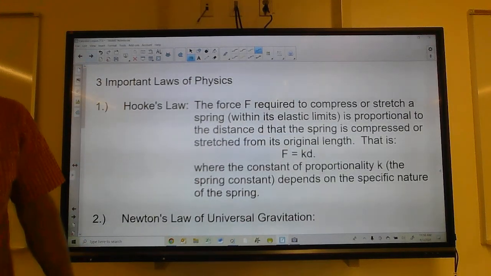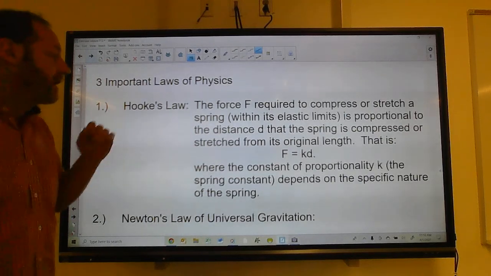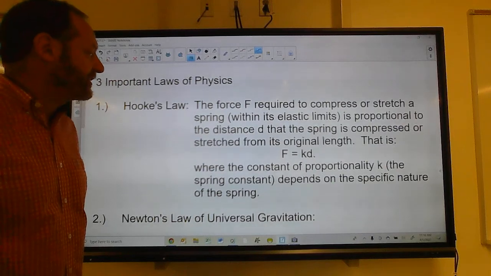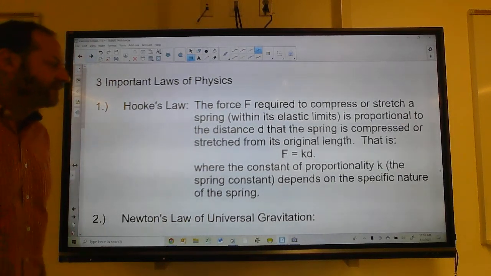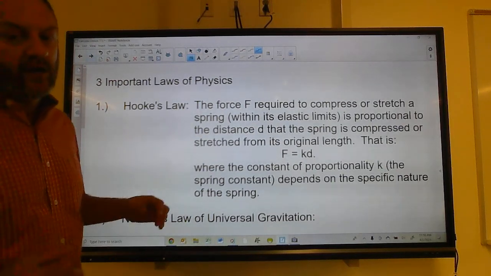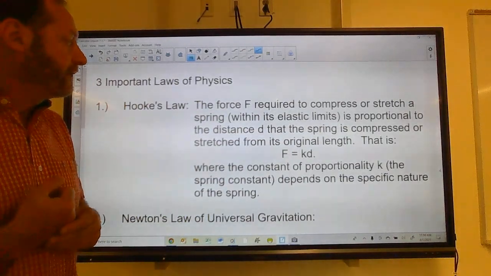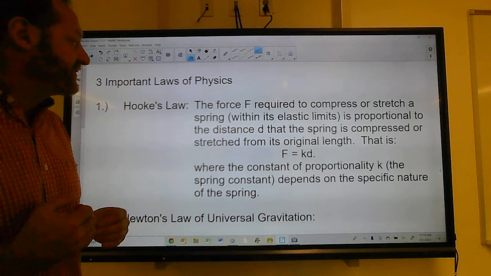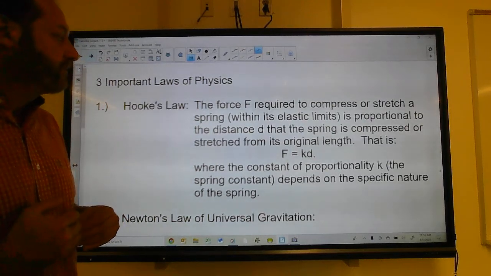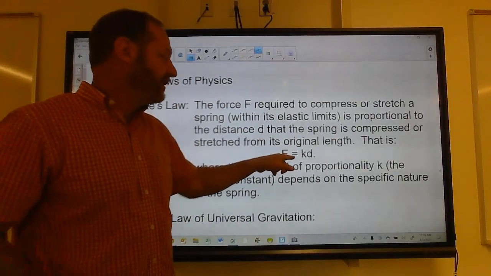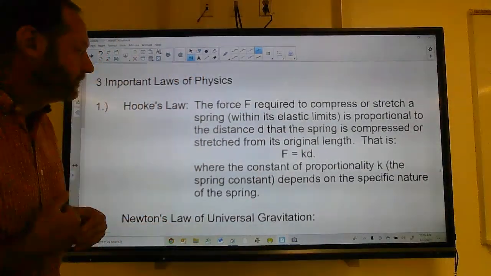Okay, so 3 important laws of physics you need to know. Hooke's law: the force F required to compress or stretch a spring within its elastic limits. So what that means is if you compress it or stretch it too much, it just breaks. Okay, is proportional to the distance d that the spring is compressed or stretched from its original length. That is, F equals k times d.